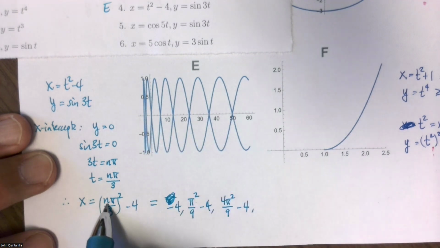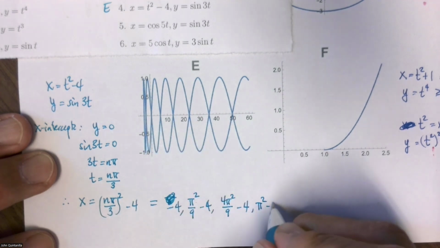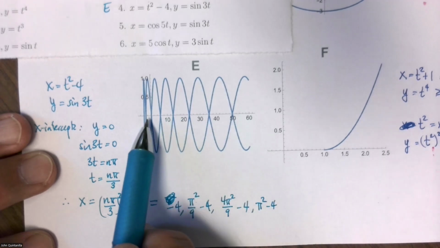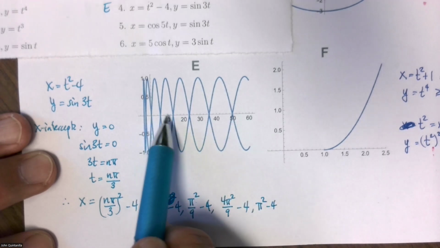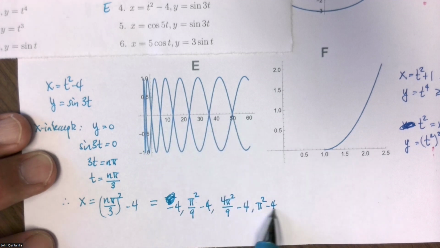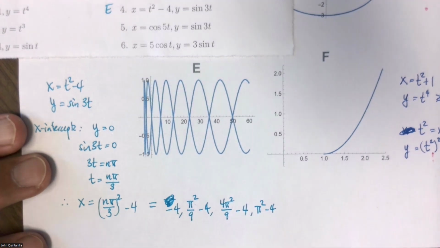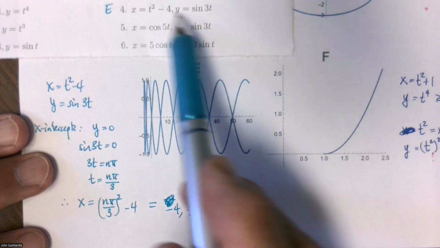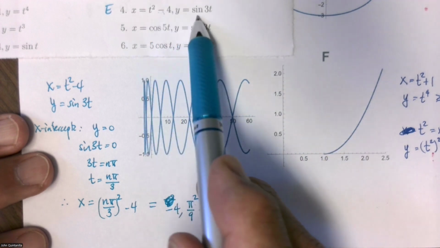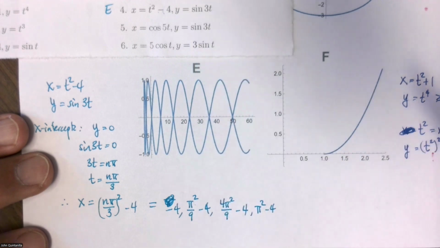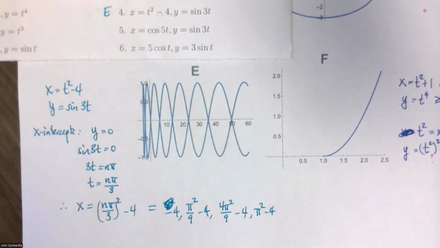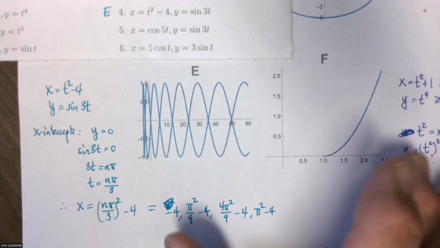The next one occurs when n is equal to 3. I get pi squared minus 4, which is roughly equal to 6. And that'll be this intercept here, and so on. So I've got more intercepts, so to speak. At least they come closer together in this graph than they did in the graph of A. And so that's how I can tell that this is the graph of t squared minus 4 and sine 3t as opposed to sine 1t. And again, I emphasize that for the purposes of an exam, it would be perfectly acceptable to just simply plot this using a parametric plot to determine which one is which.